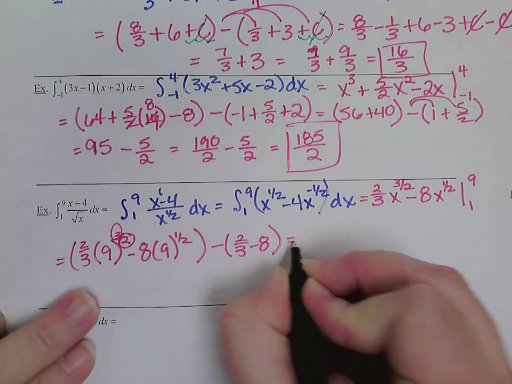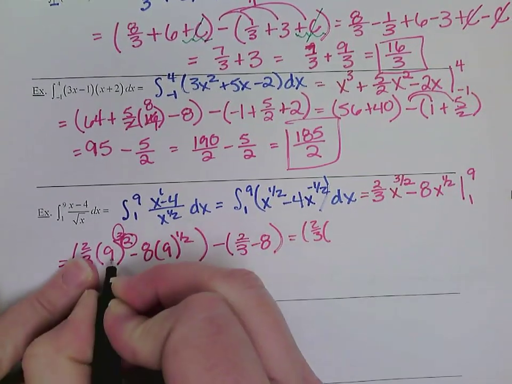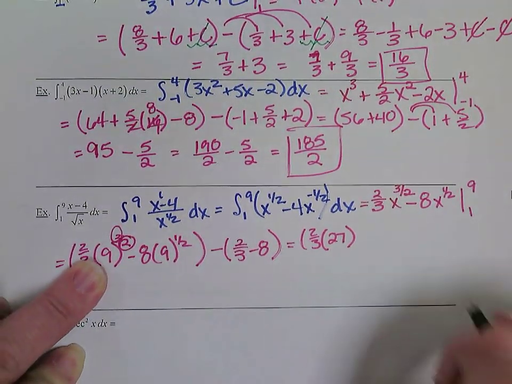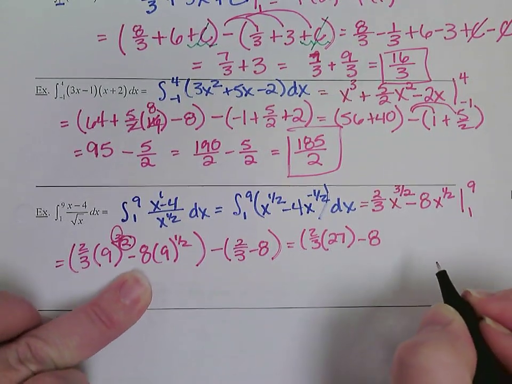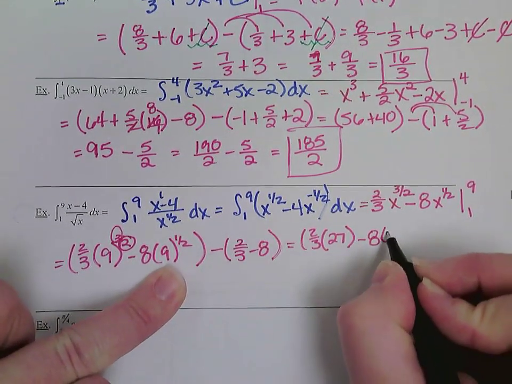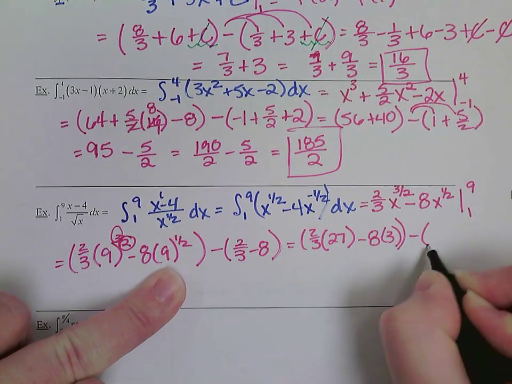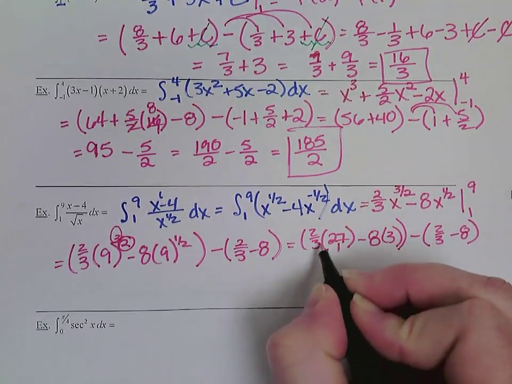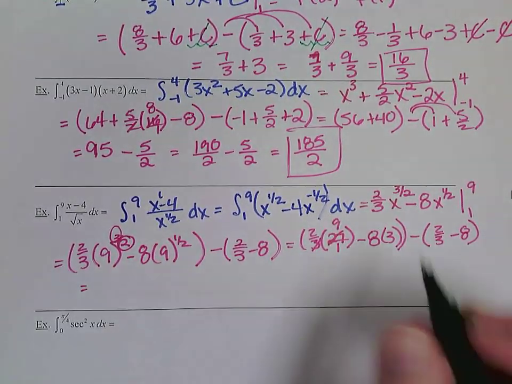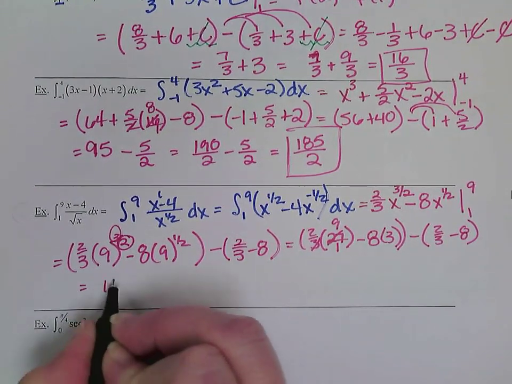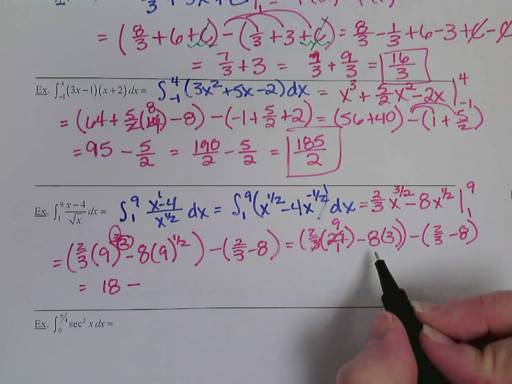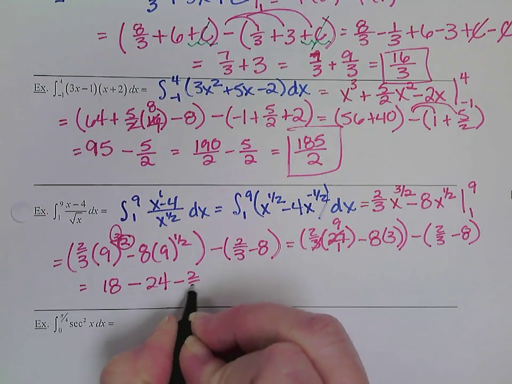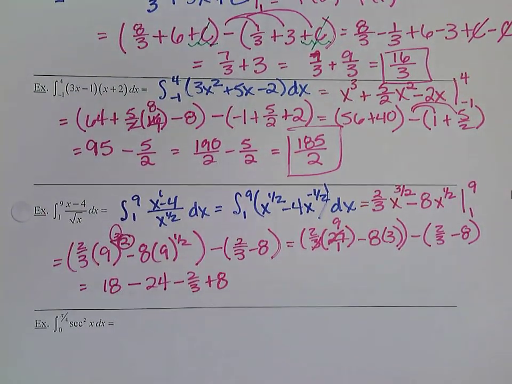So I've got 2/3 times the square root of 9 is 3, and 3 cubed would be 27. Minus 8 times the square root of 9 is 3. I'll leave this as 2/3 minus 8 for now. So I would simplify this because 3 will go into 27 9 times. We have 2 times 9 is 18. Minus 8 times 3 is 24. Minus 2/3 plus 8. Distributing the negative, right?